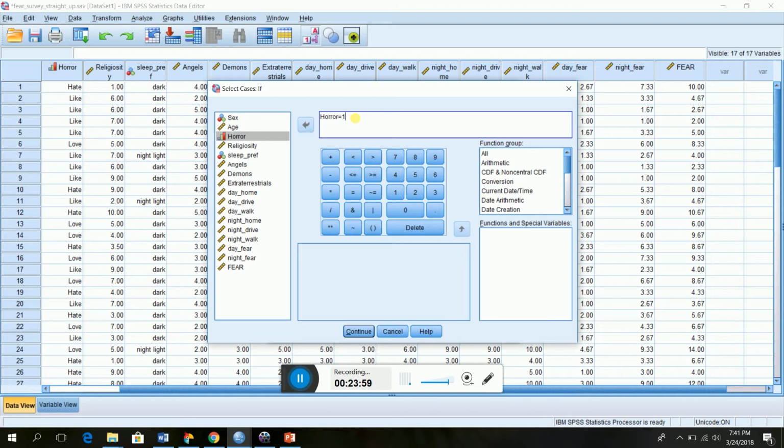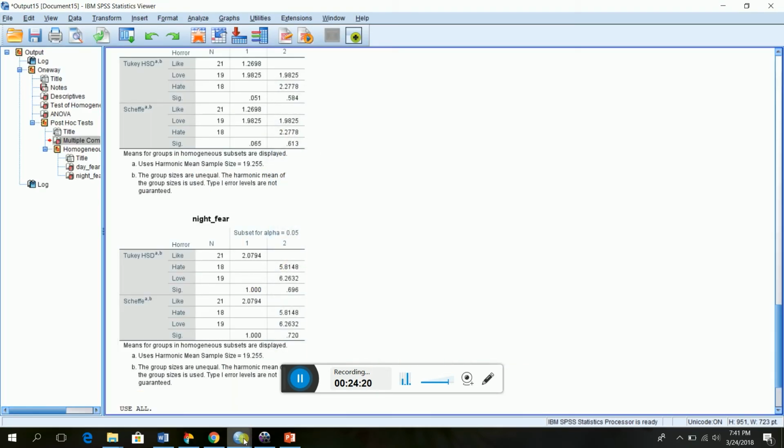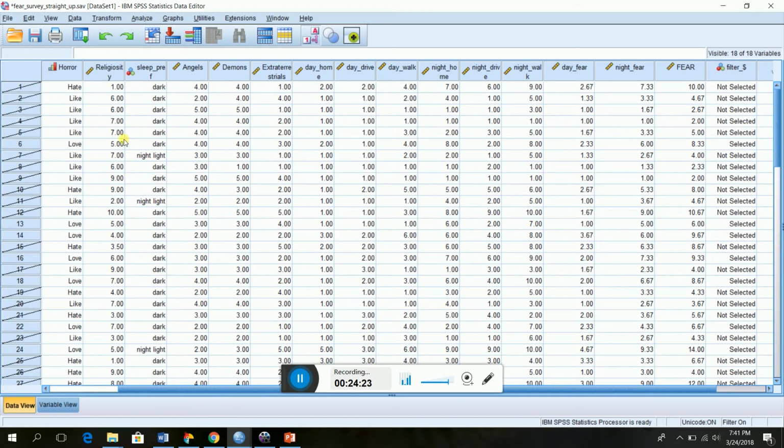Now, what we've just told SPSS is that if anybody has a score of 1 for horror, those are the people who love horror movies. We want SPSS to only look at them. So select if horror equals 1 means only look at the people who love horror movies. Because I believe that's what we said 1 was. 1 equals love. So we're going to continue, and then we're going to hit OK. Let me go back to the data file and confirm that we selected just the love people, and we have. Everybody else is crossed off. We're only looking at people who love horror movies.